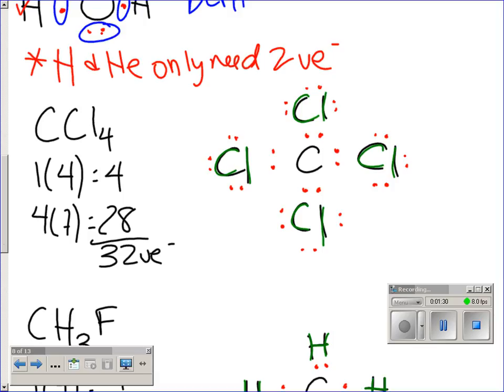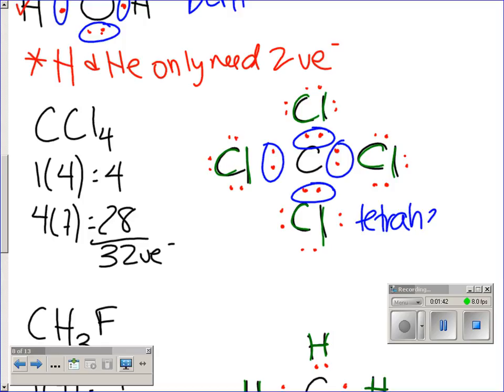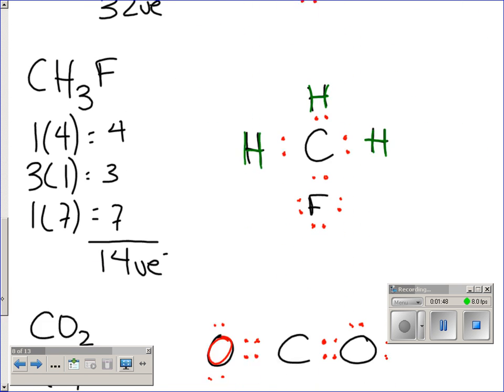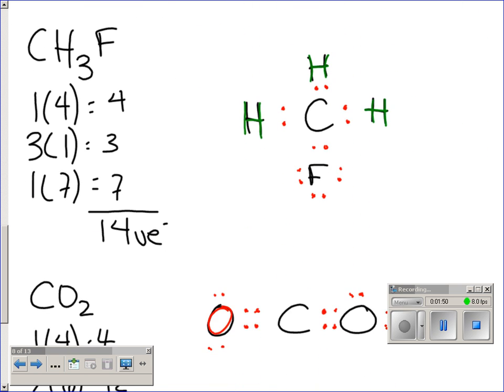CCl4 has 4 ligands, 0 lone pairs. 4 bonds on the central atom, 0 lone pairs. 4 ligands, 0 lone pairs, tetrahedral. CHF, 4 ligands on the central atom, 0 lone pairs, again, tetrahedral.